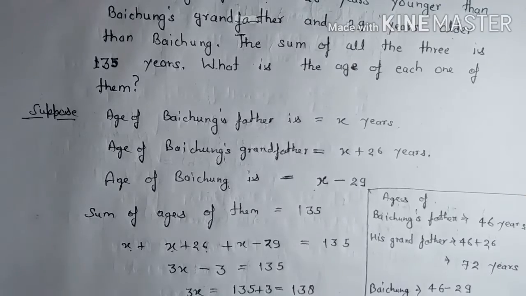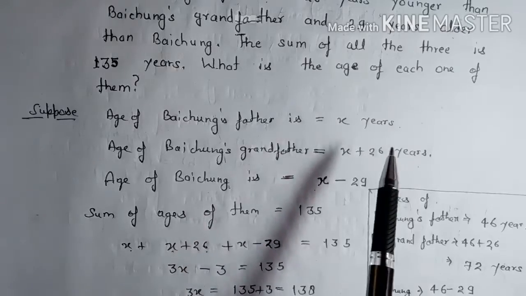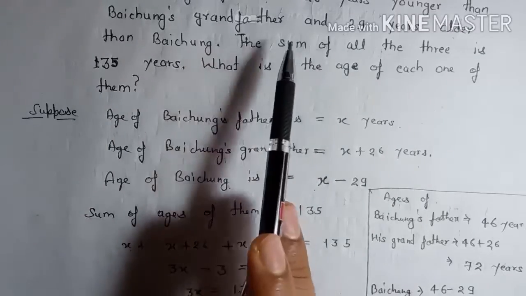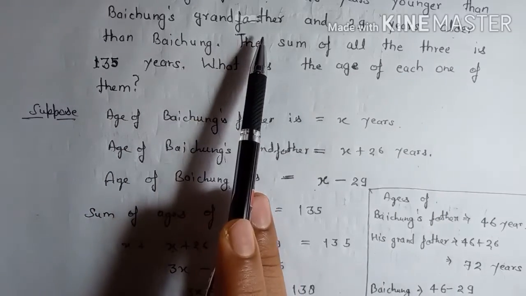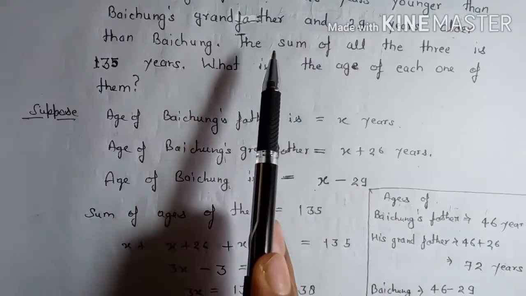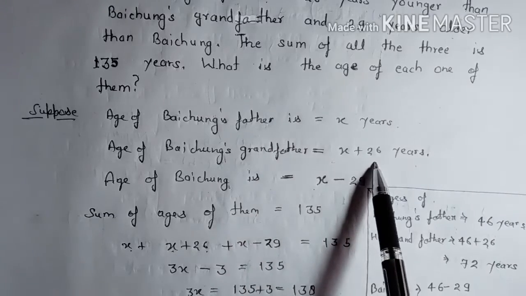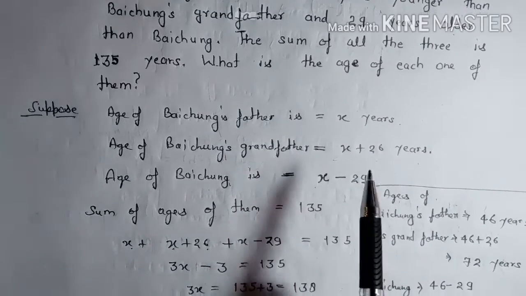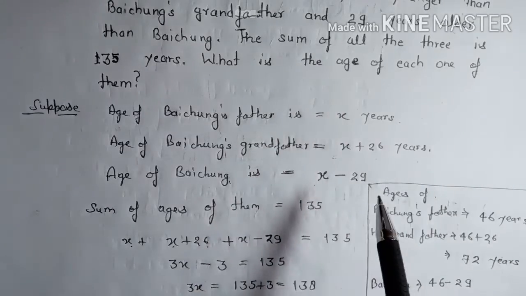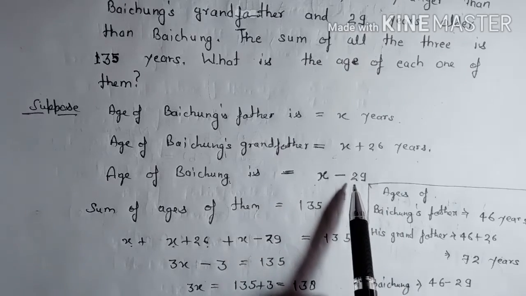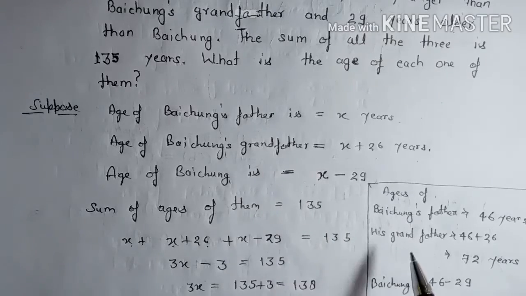So what we did is we considered age of his father, that is X years. It is given that Baichung's father is 26 years younger than Baichung's grandfather, means grandfather is older and 26 years older than his father. So we add 26 in age of his father and that becomes age of his grandfather. And it is given that Baichung is 29 years younger than his father. So we subtracted 29 from his father's age and now this is the age of Baichung. And we follow this process to get the answer here.